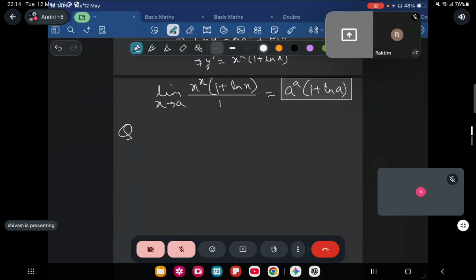Question number 5, part 1. Limit x tends to 0, 1 plus x whole to the power 1 by x minus e upon x. Solve quickly.